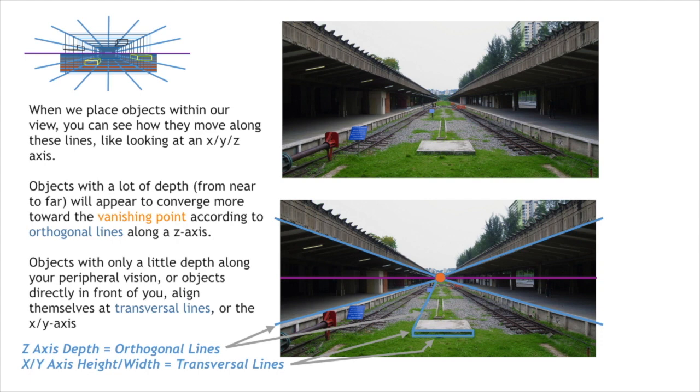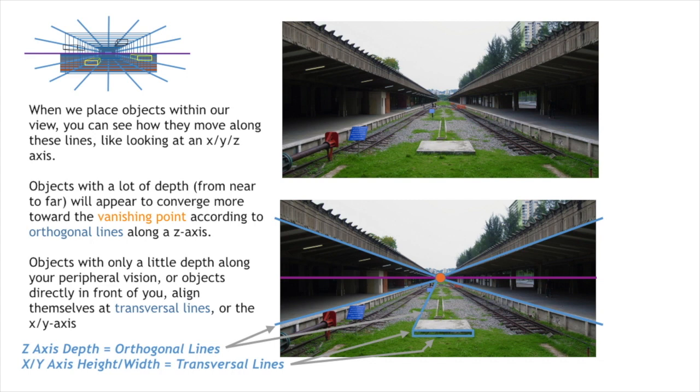Objects with only a little depth along your peripheral vision, or objects directly in front of you, align themselves at transversal lines, or the XY axis. So again, I've noted those here in the photograph. A photograph, or even your vision, how you look at things, is just two-dimensional, but it's how you're perceiving a three-dimensional world.